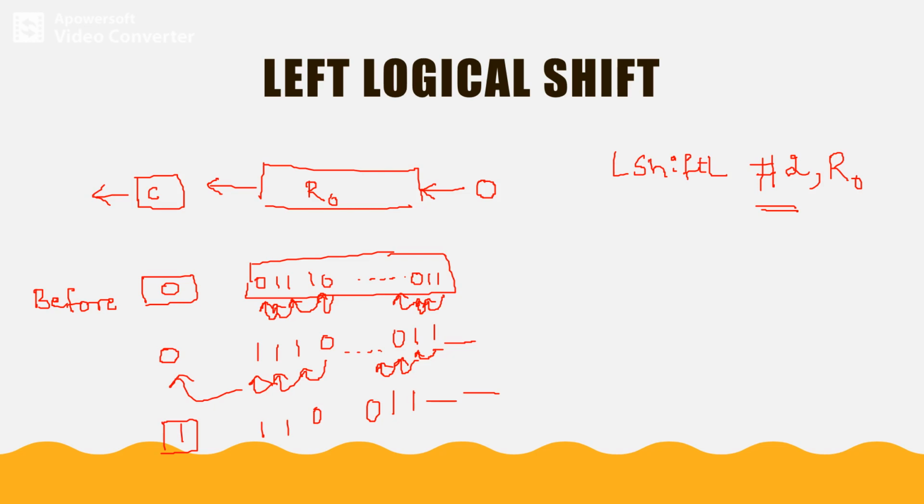Now the question is how to consider the vacant position. I'll consider the vacant position as 0. This is the new value of processor register R0 after performing logical shift L with the constant value 2. In the example we can clearly understand wherever the vacant locations come, in the case of logical shift, we can fill the vacant locations with zeros.